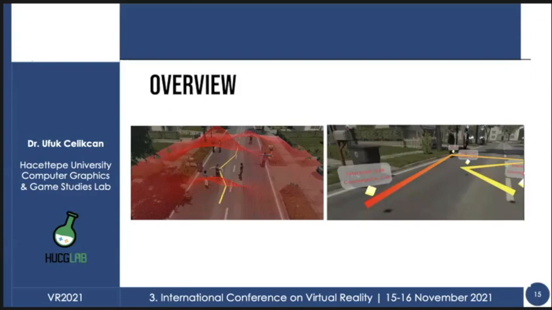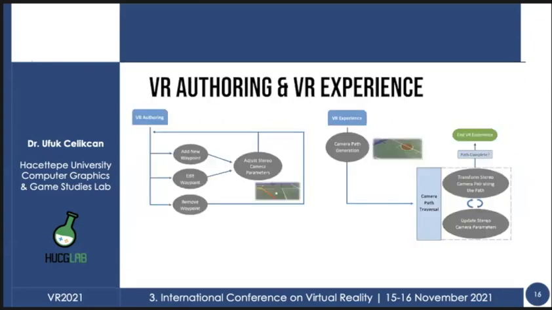Using radial basis function interpolation and projection matrix manipulations, we propose a method of dynamic tuning of stereoscopic rendering parameters toward enhanced VR experience. Our approach consists of two parts, namely VR authoring and VR experience.